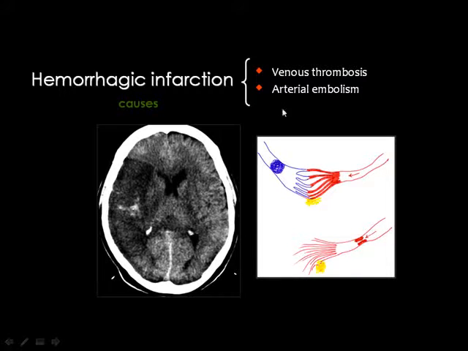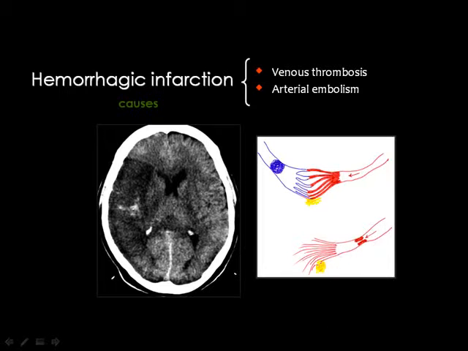The second cause for hemorrhagic infarction is arterial embolism. You get an embolus, then dead brain tissue, then the body tries to lyse this embolus and to recanalize the vessel. Then a small hole will result in the embolus, and a gush of blood will go through this hole.